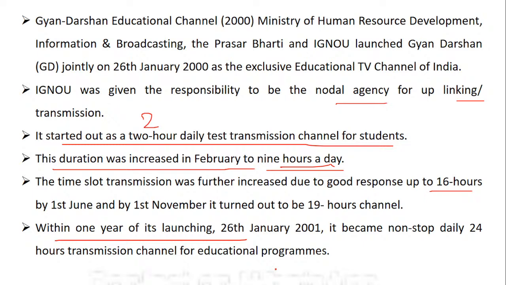Initially it was only 2 hours, then it came to 9 hours, then it came to 16 hours, growing up to 19 hours, and then it came to 24 hours. So in case a minute question comes with hours, you should be able to know that it is 2, then we have 9, then we have 16, 19 and 24, okay? But yes, it all happened in the span of 1 year. So this is Gyan Darshan.